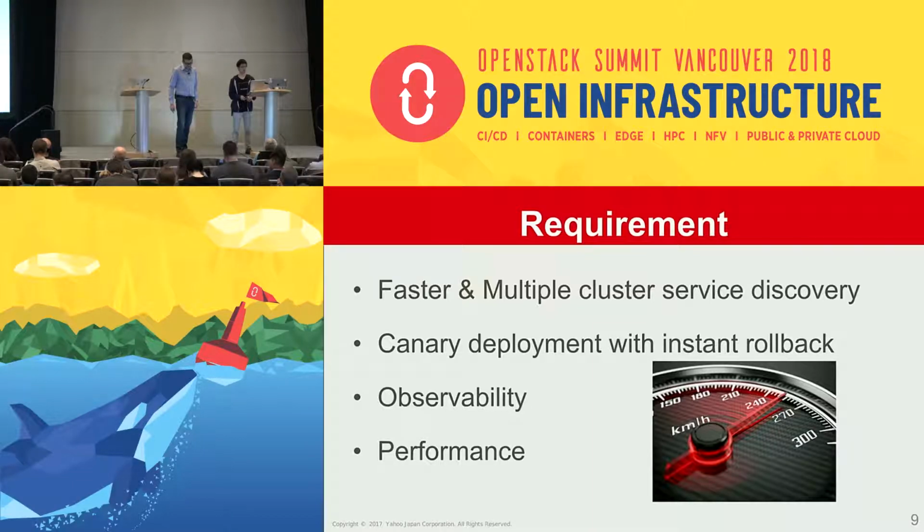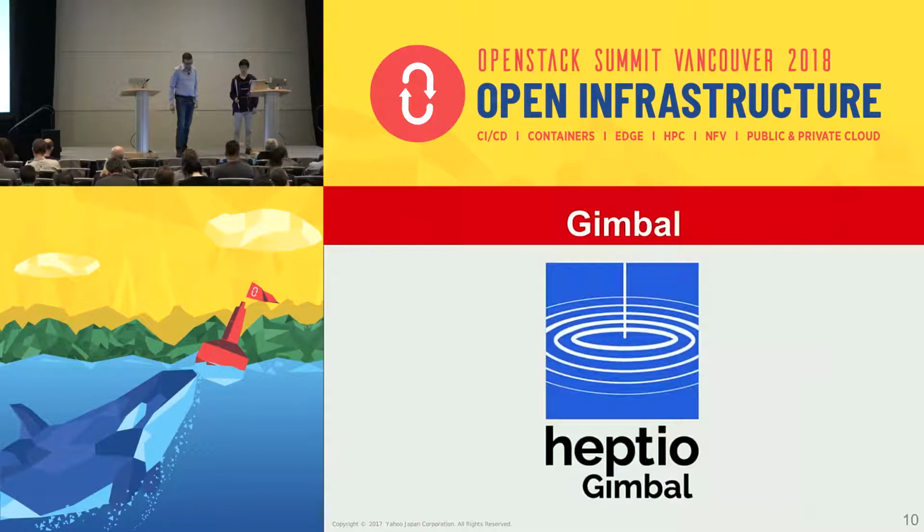To solve these problems, we need faster and multi-cluster service discovery for both OpenStack and Kubernetes, and canary deployment with instant rollback, observability, and performance. We want 60 gigabits per second and 3 million concurrency as the performance values. In order to meet these demands, Gimbal has been released in collaboration with Heptio.